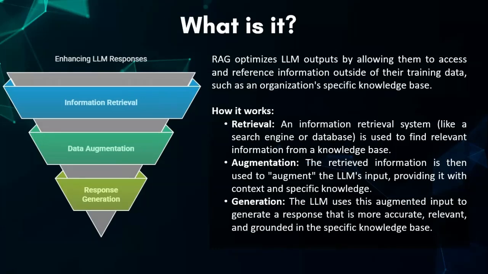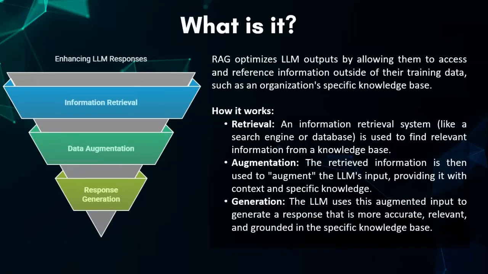So, how does RAG optimize the output of an LLM? It allows the model to access and reference information that exists outside of its original training data, such as an organization's private knowledge base. Here's a breakdown of the stages. First, in the retrieval stage, an information retrieval system, much like a search engine, is used to find relevant information from our library, the knowledge base. The output of this stage is the specific book or information we need.